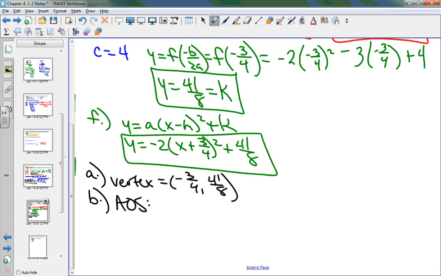X equals negative 3/4. Thank you. Yoder's a picky one, ain't she? Max or min, folks? Max, because it's negative. A is negative.